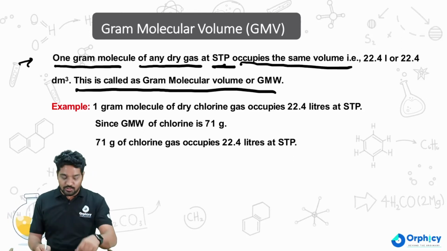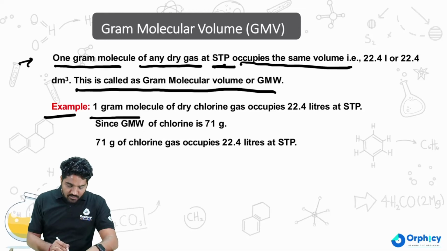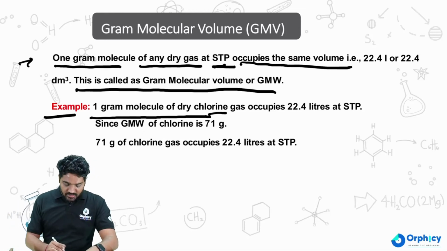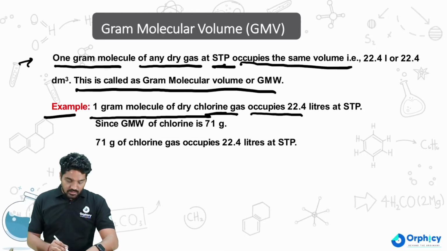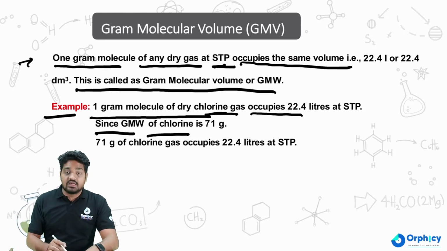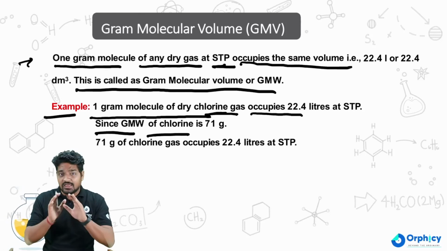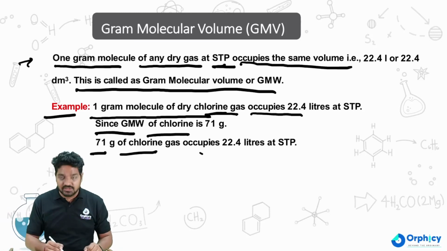Alright, so example के form में हम लेते हैं 1 gram molecule of dry gas chlorine. Dry chlorine gas occupies 22.4 liter at STP. क्योंकि the gram molecular weight of chlorine is 71 gram, so we can simply understand that 71 gram of chlorine occupies इतनी. So what I have written over here is 1 mole.